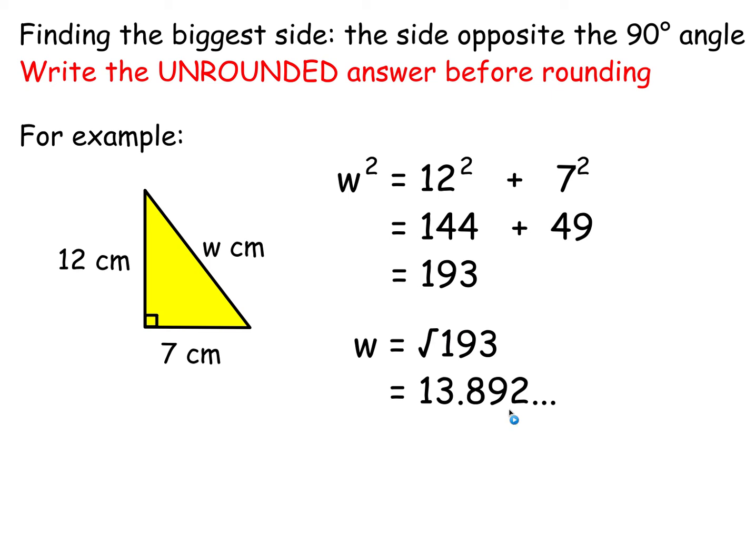Write down the answer. It's not an exact answer. Round appropriately. W is approximately 13.9. So that's for the hypotenuse: square and add.